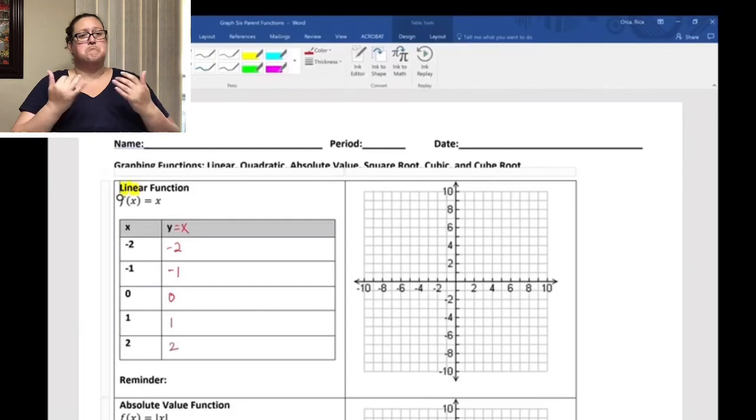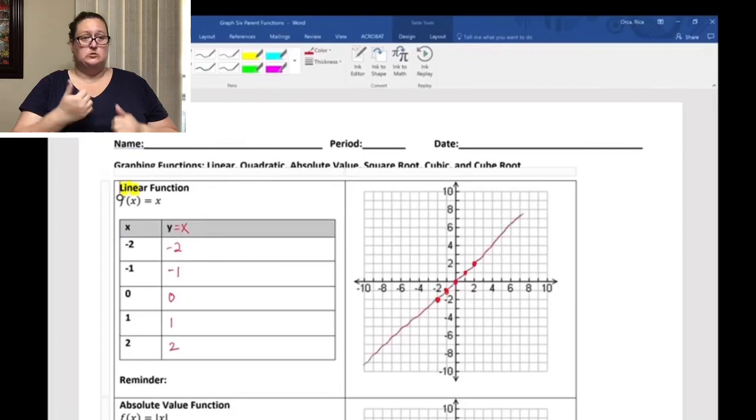Now that we have our x and y values, let's plot them. We have a point at -2, -2, -1, -1, 0, 0, 1, 1, 2, 2. Now we're going to draw our line. Remember, this is a linear function, so the graph should look like a line.